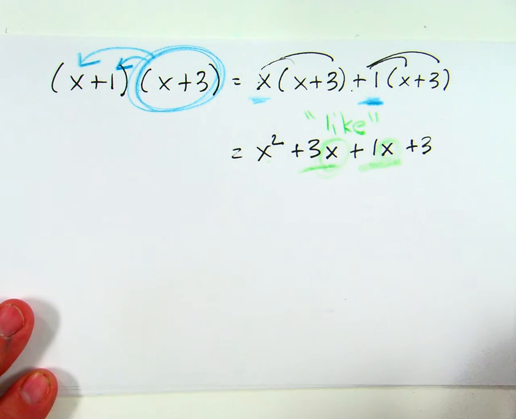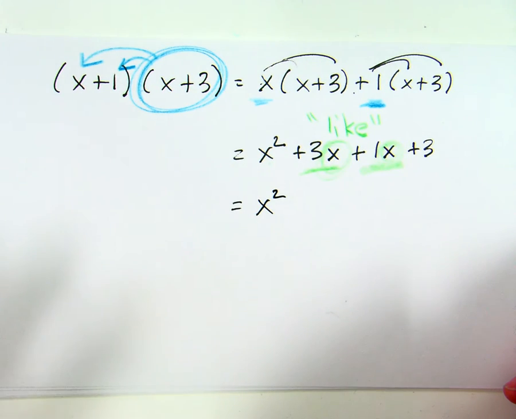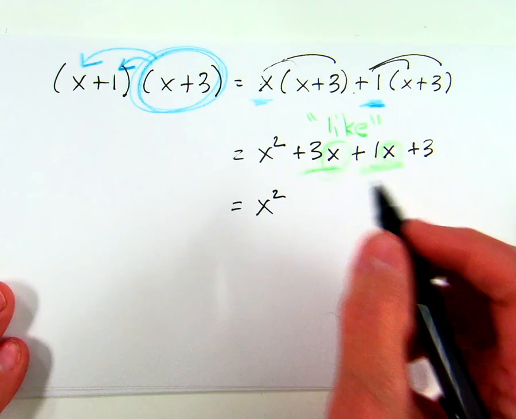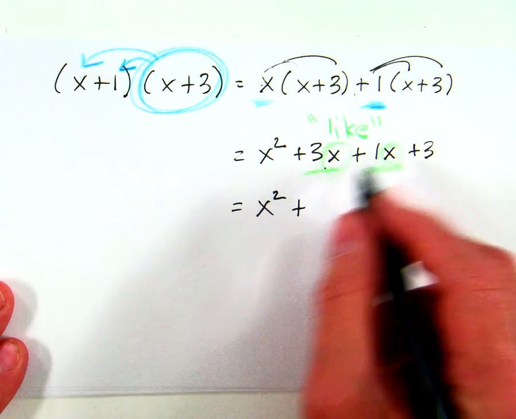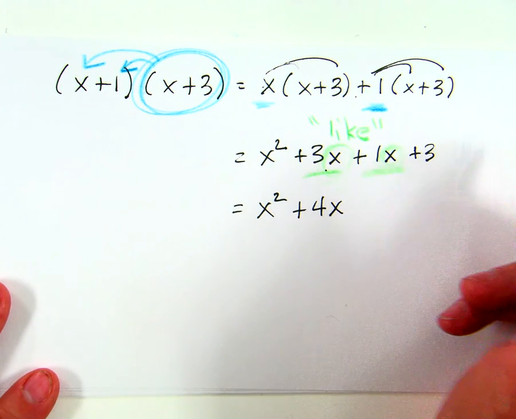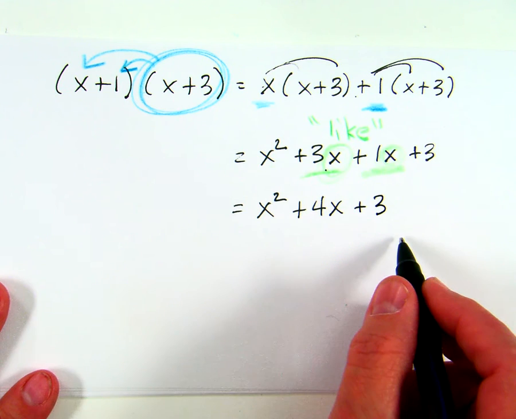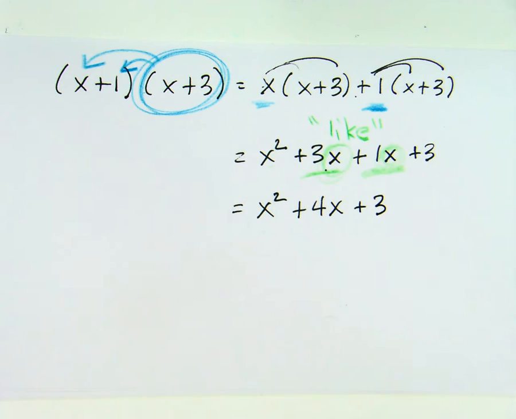What will we get from that? We'll say x squared, there's no other x squared, so it just stays, and we just copy it. Then 3x plus 1x is 4x. There are no plain constant terms except 3, so we copy it. So that is the final version of this. Okay?